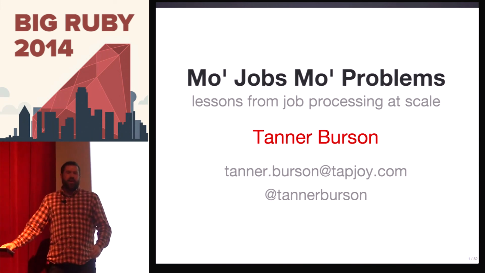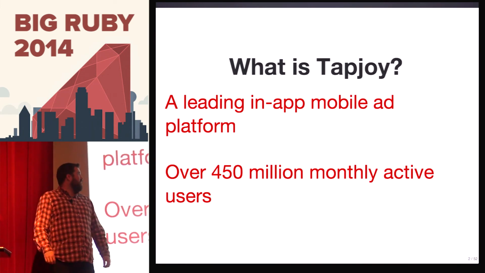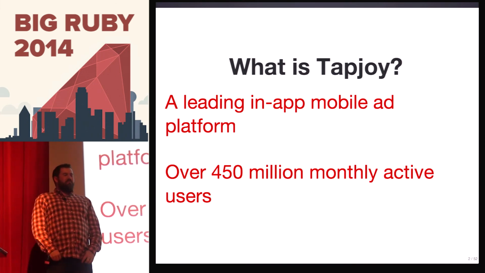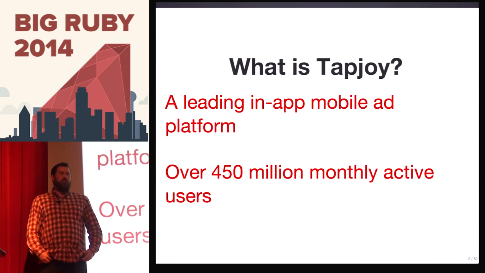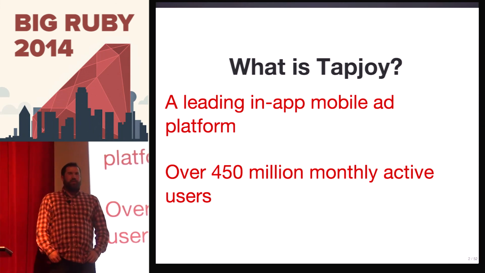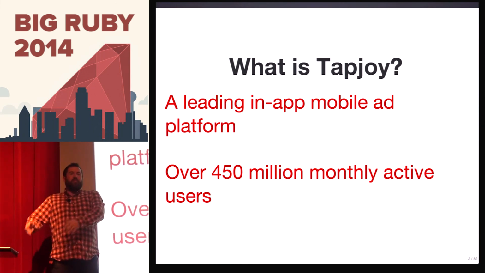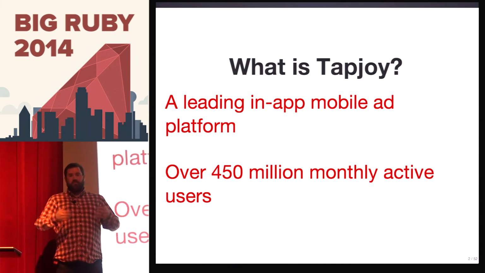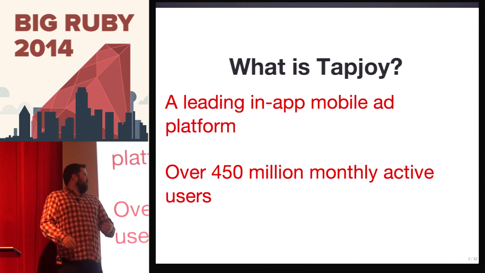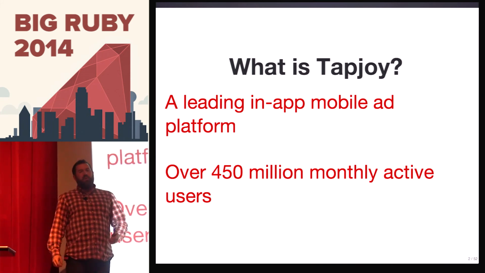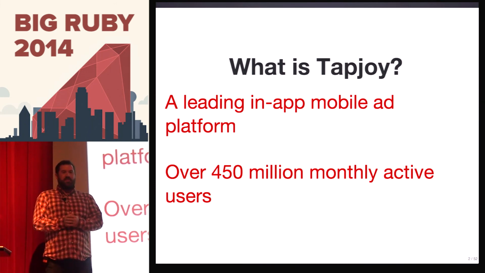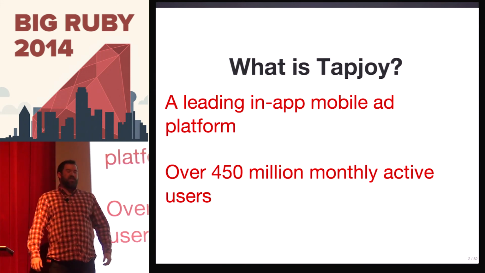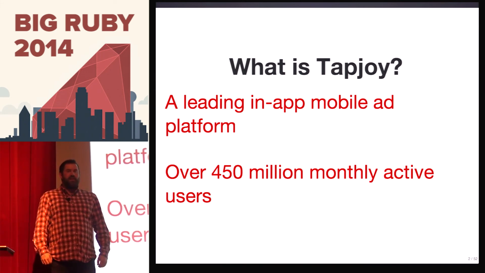So obviously I'm Tanner. I work for Tapjoy out of our Boston office. For those of you not familiar with Tapjoy, we're an in-app mobile ad platform. So what does that mean? We have an SDK for mobile app developers that allows them to put ads, offers, other monetization options into their application so that users have ways to pay them that aren't just give me cash. Along with that, we've got about 450 million monthly active users. This is a big number. Because we're an ad network, that means we're dealing with lots and lots of requests, millions and millions of requests a minute. Things get hard.